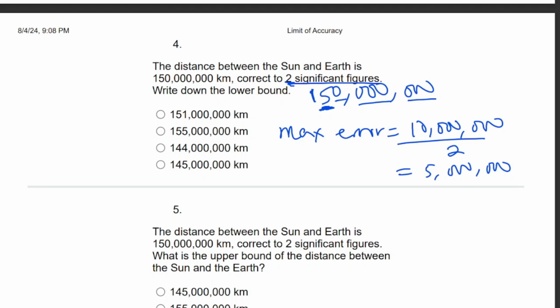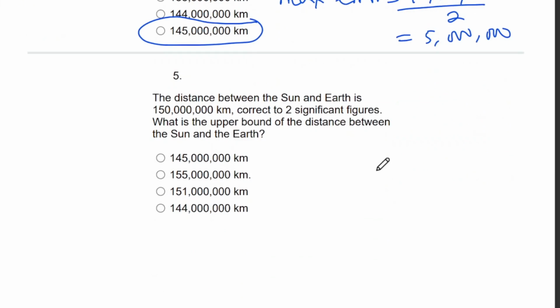The question asks, write down the lower bound. The lower bound will then be 150 million minus 5 million, which is 145 million kilometers. Now the next one: what is the upper bound? The upper bound will be 150 plus 5 million, which gives 155 million. I hope this is very clear.